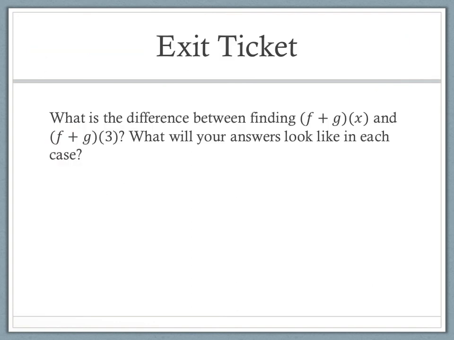All right, so what is the difference between finding f plus g of x, and f plus g of 3? What will your answer look like in each case? So the difference is when we have f plus g of x, we're just plugging in for the value x. So our answer should end up with x's. Now if I do f plus g of 3, we're plugging 3 in for our x value. So we should actually get a number, because we're evaluating for an actual number. So when it has an x, we're going to just keep our x's there. When it has a number, we have to plug our number in and actually evaluate it out for a number.